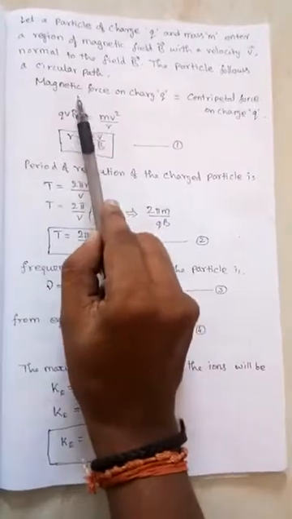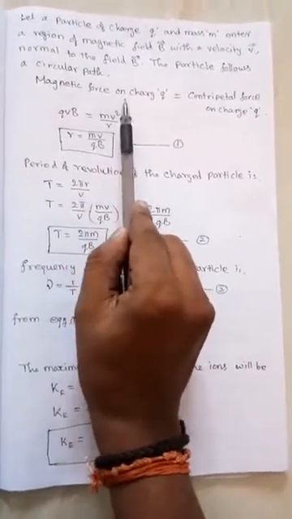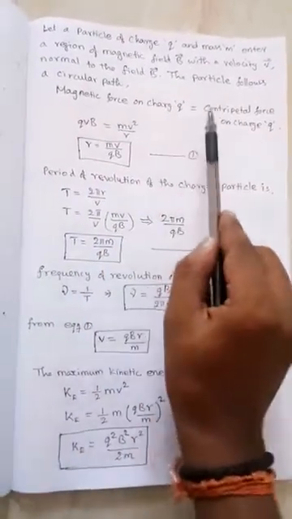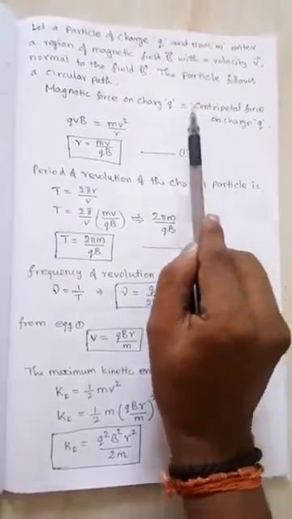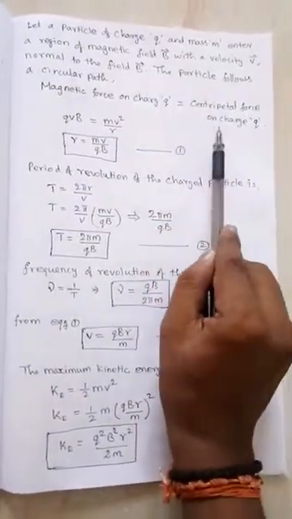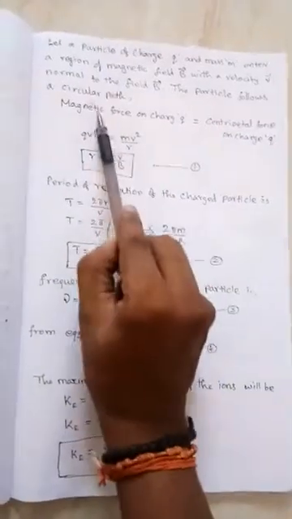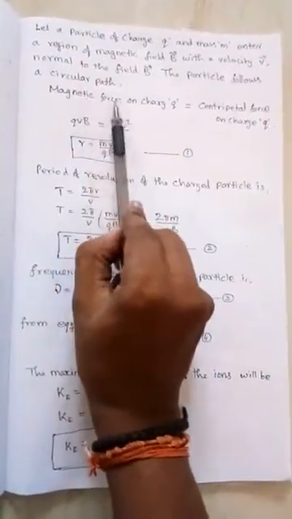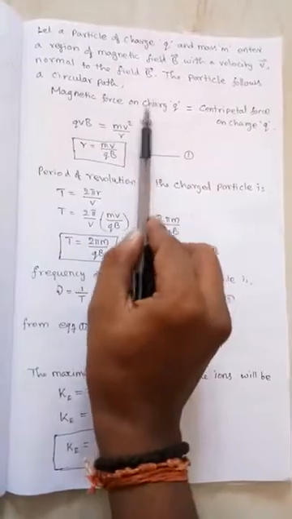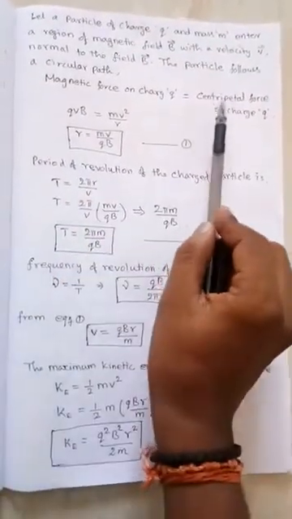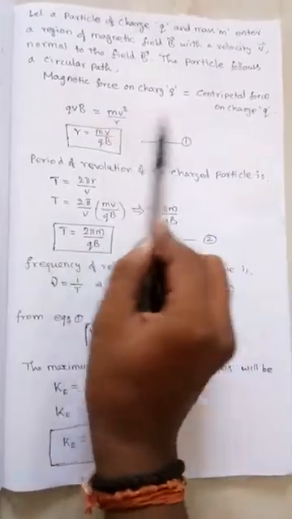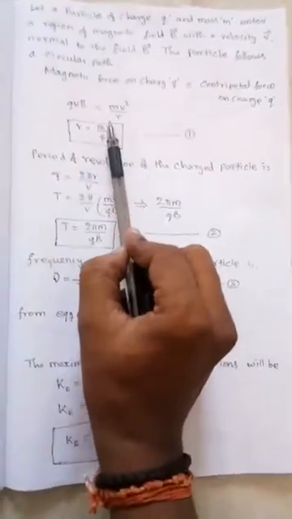Here two forces are created. One is the magnetic force on charge q, another is the centripetal force on the charge q. When a particle moves in a circular path, it produces centripetal force. You know the formula for Lorentz force: qvB is equal to the centripetal force. The formula for centripetal force is mv squared by r.